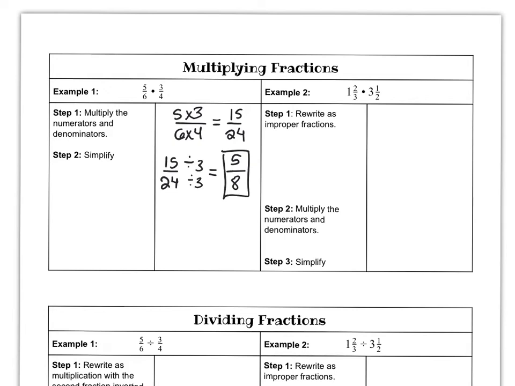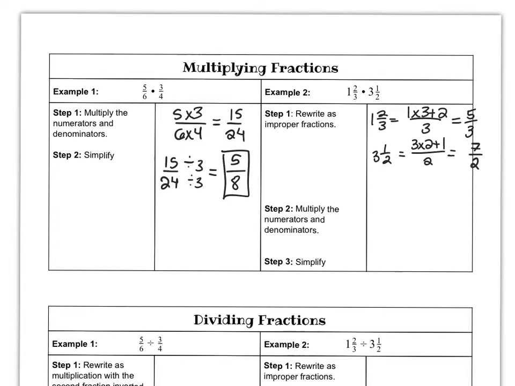So now, what if we had mixed numbers like here in example 2? Well, we would use the same process, except before multiplying the numerators and the denominators, we would rewrite them as improper fractions. So 1 2/3 is going to equal 1 times 3 plus 2, which is 5/3. And 3 1/2 equals 3 times 2 plus 1 over 2, or 7/2.